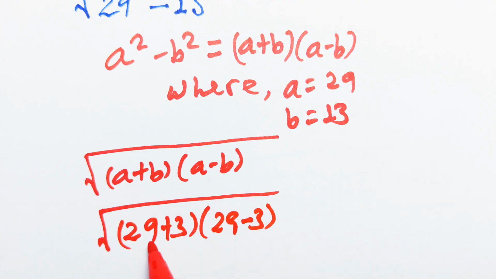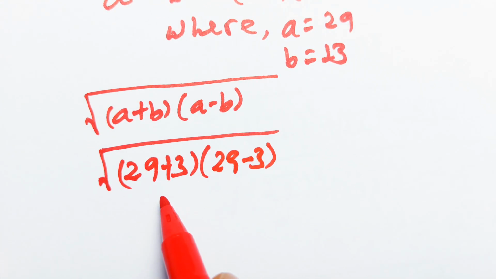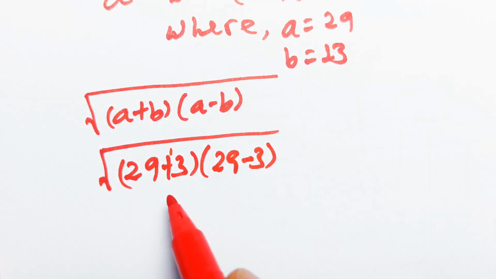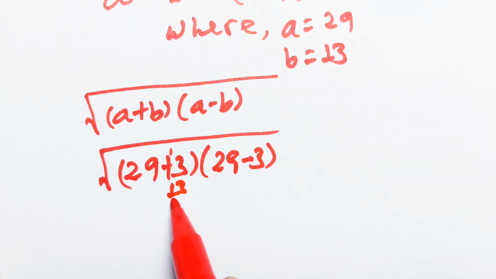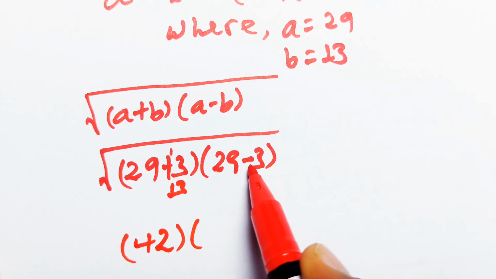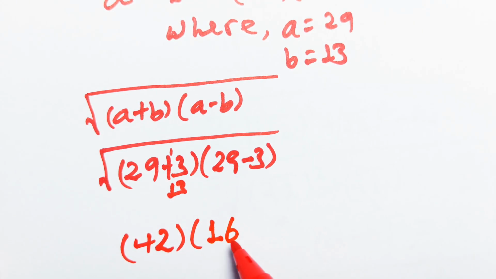So this one is 29 plus 13. Sorry, this one is 13. So 29 plus 13 is 42. So 42 times this one, 29 minus 13 is 16.